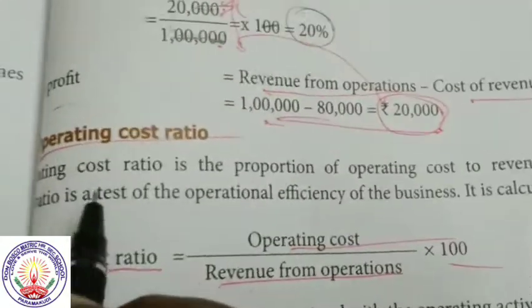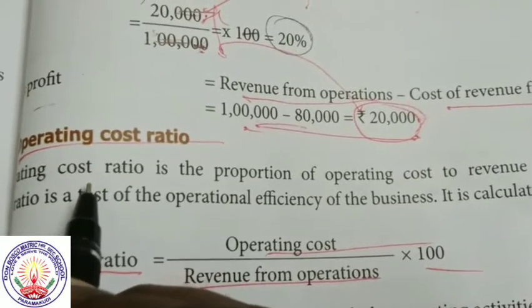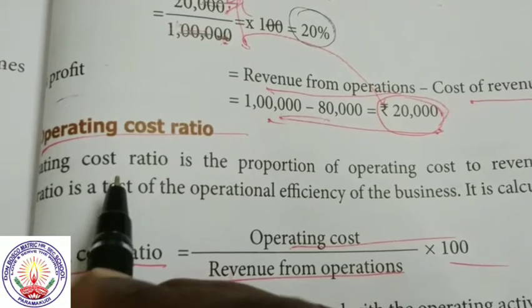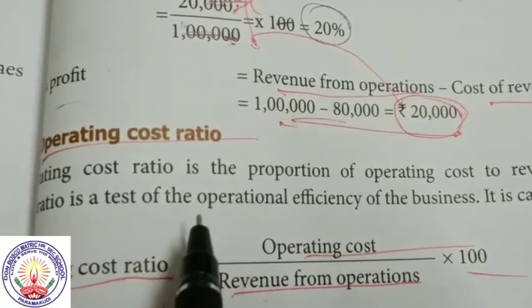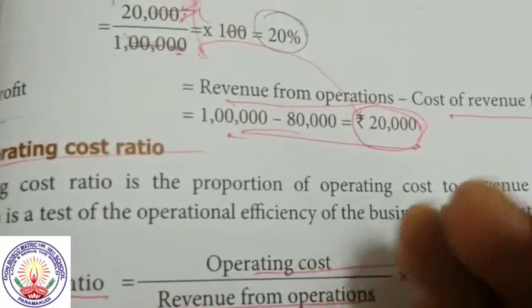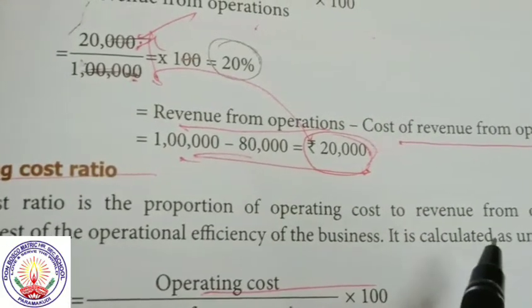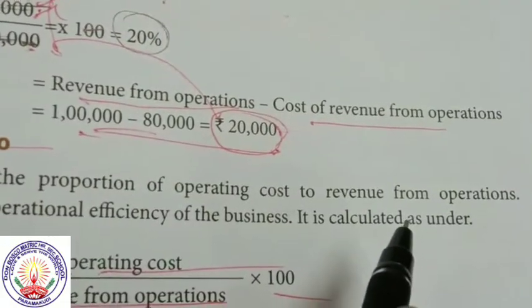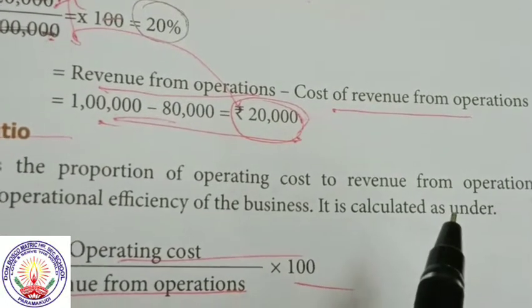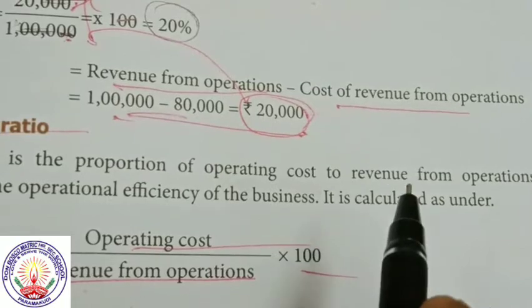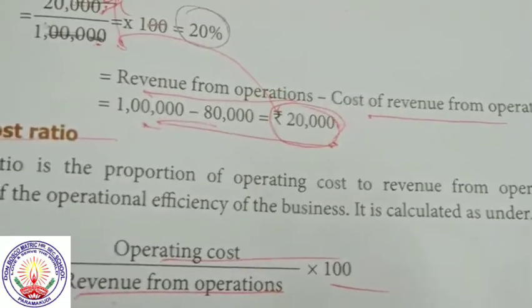Next, operating cost ratio. Operating cost means manufacturing expense. Cost means expense. Operating is called manufacturing expense. It is the percentage proportion of operating cost to the revenue from operation: when you gain more revenue, you automatically spend more on expenses. This is called the operating cost ratio.